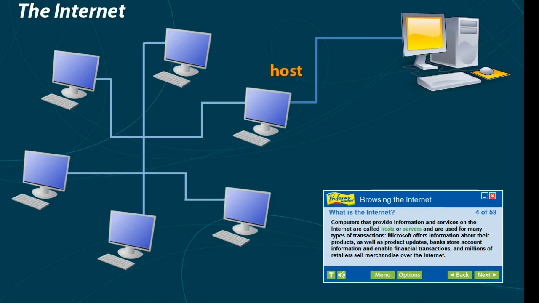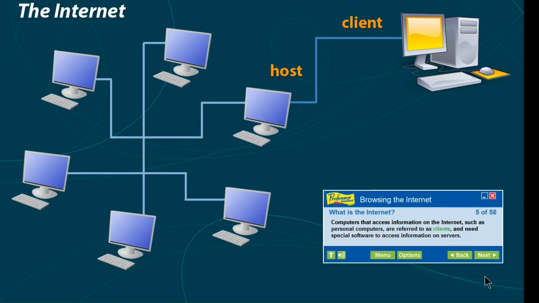Computers that provide information and services on the Internet are called hosts or servers and are used for many types of transactions. Microsoft offers information about their products, as well as product updates. Banks store account information and enable financial transactions, and millions of retailers sell merchandise over the Internet. Computers that access information on the Internet, such as personal computers, are referred to as clients and need special software to access information on servers.